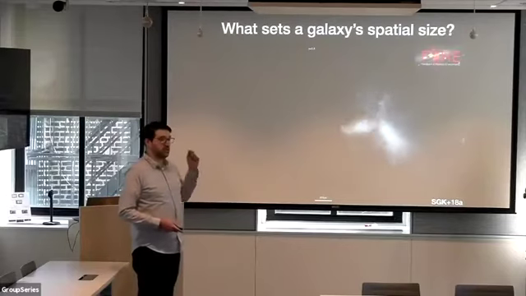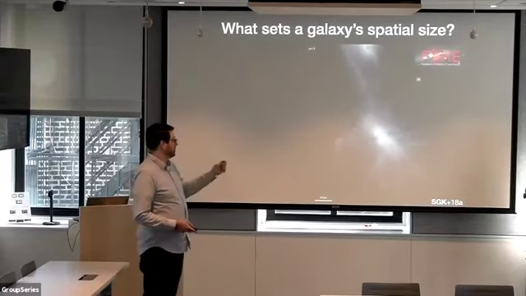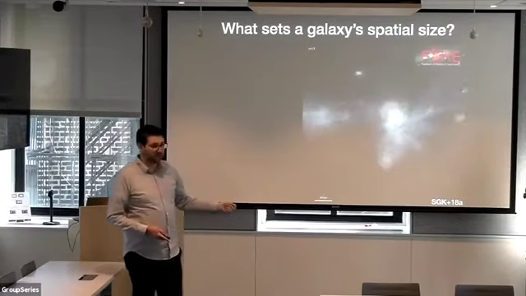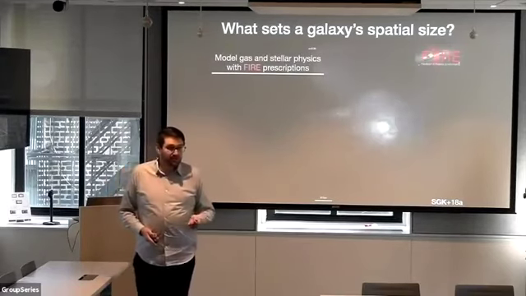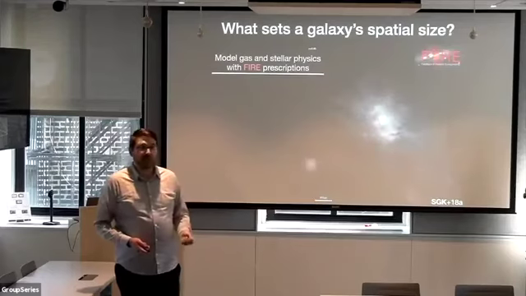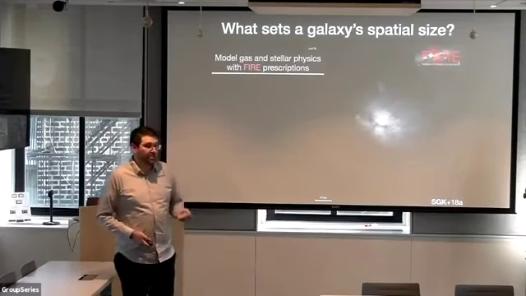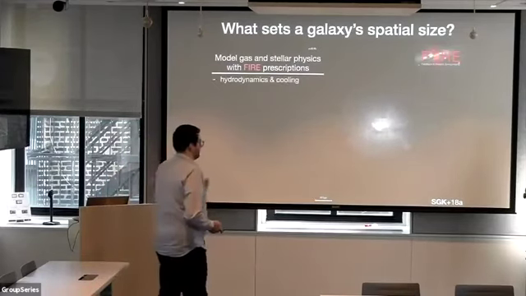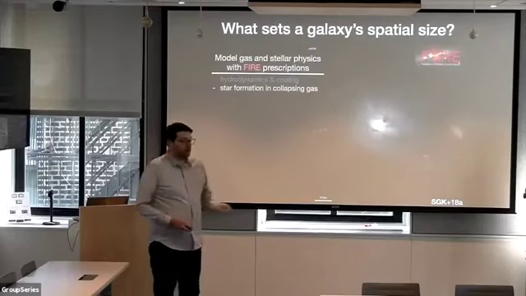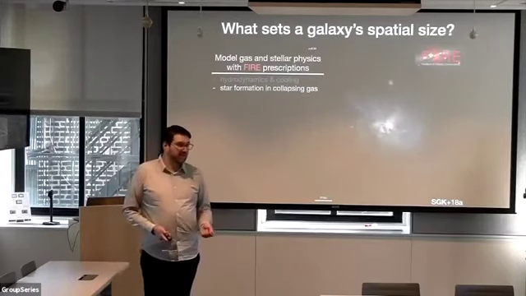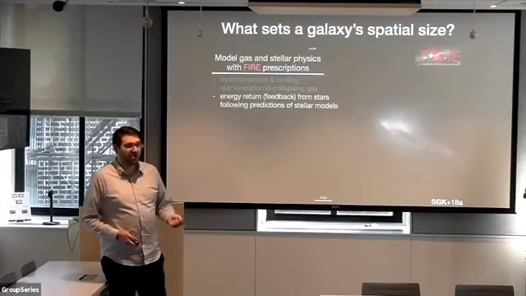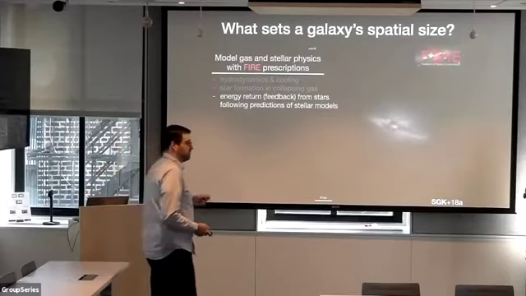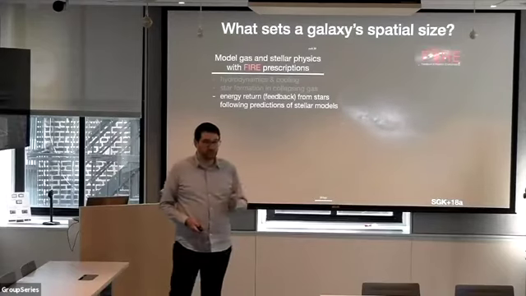This is looking at the stars in a galaxy that will turn out to look something like the Milky Way. So what we're going to do is model gas and stellar physics. We'll model cooling, we'll model star formation, and we'll model feedback using those FIRE prescriptions. That means we have hydrodynamics and cooling, star formation and gas that's currently collapsing. And most importantly, we have feedback from stars, and we take those feedback prescriptions from our best understanding of the actual underlying stellar models.